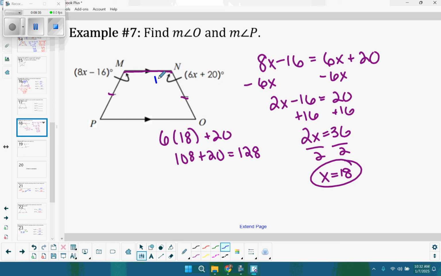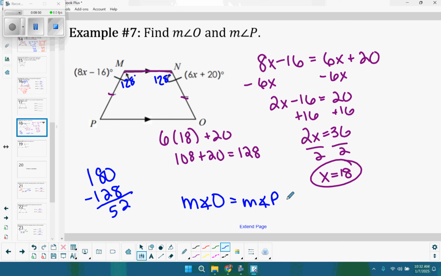So if this angle is 128, 180 minus the 128 would be 52. So the measure of angle O and the measure of angle P both equal 52 degrees.